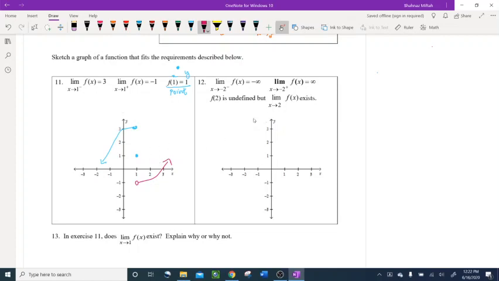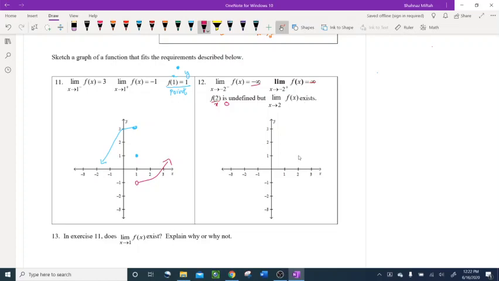Okay, let's do this one. When I see infinity, I know there is a vertical asymptote somewhere. But again, I'm going to do the point first. f of 2 is undefined, which means this is my x value, and undefined means it's a hole for y. I don't have a y value for it. So that's 2, and the y value is undefined. So at x equal 2, it's not there. But the limit as x approaches 2 from the left and right does exist.